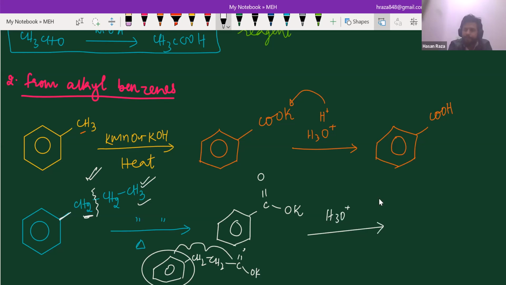After doing the hydrolysis in the presence of acid, you will get C double bond OH, carboxylic acid. Is that clear? Benzoic acid or benzene carboxylic acid.